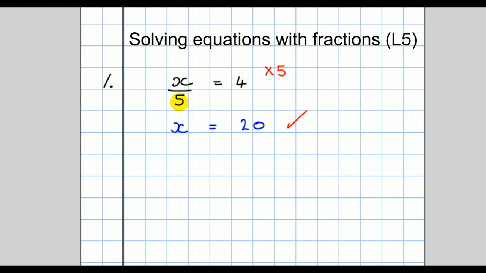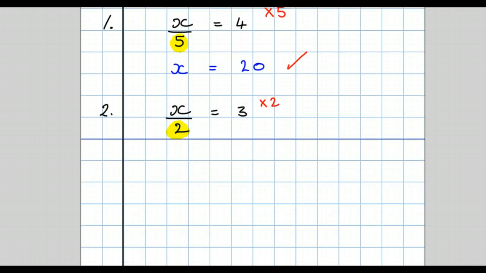We've solved that equation. Now, I'll give you another example. Question 2. X over 2 equals 3. We've got a number underneath a letter. We do not like that, so we get rid of it. And I get rid of it by multiplying the whole equation by, in this instance, 2, the number underneath the letter. So look what happens. X all divided by 2 times 2 reverts back to x. 3 times 2 is 6, and we've solved that equation.